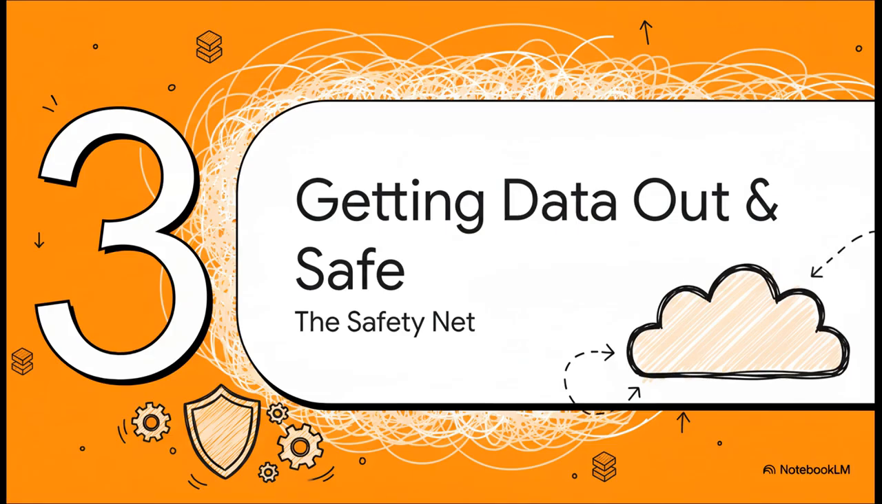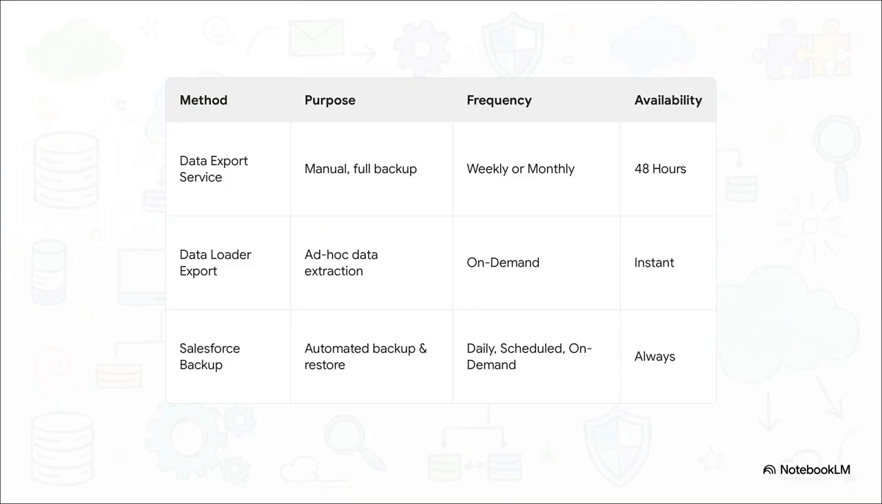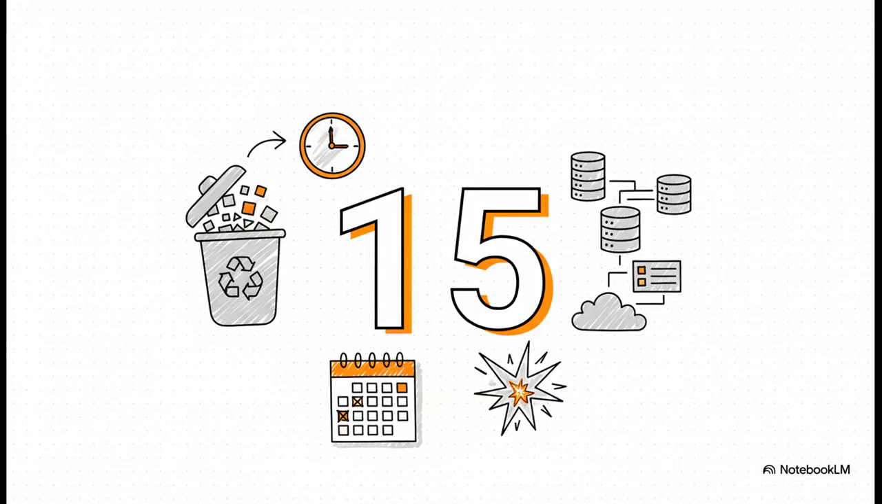So we've gotten our data in and we're keeping it clean. The last piece of this puzzle is getting it back out, either for a report or, more importantly, as a safety net, just in case things go wrong. You've basically got three core options here, and each one is for a different job. You need to pull a specific set of data for a report right now? Use Data Loader. Want a free, scheduled, full system backup? That's what the data export service is for. But for that premium, automated, daily backup with a super easy restore process, you're going to want to look at Salesforce Backup.